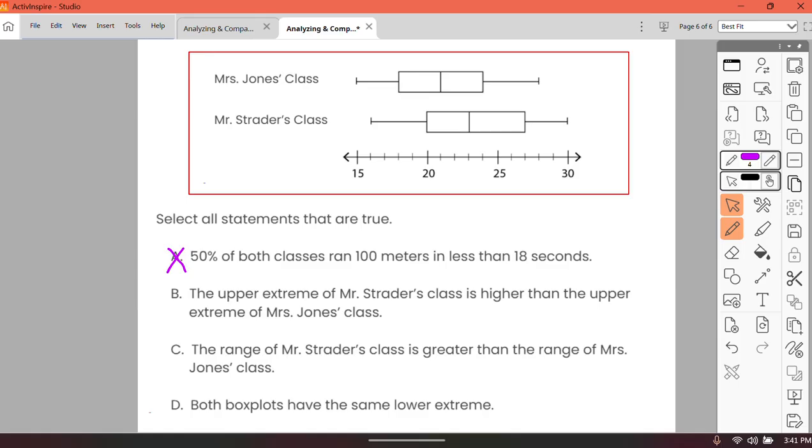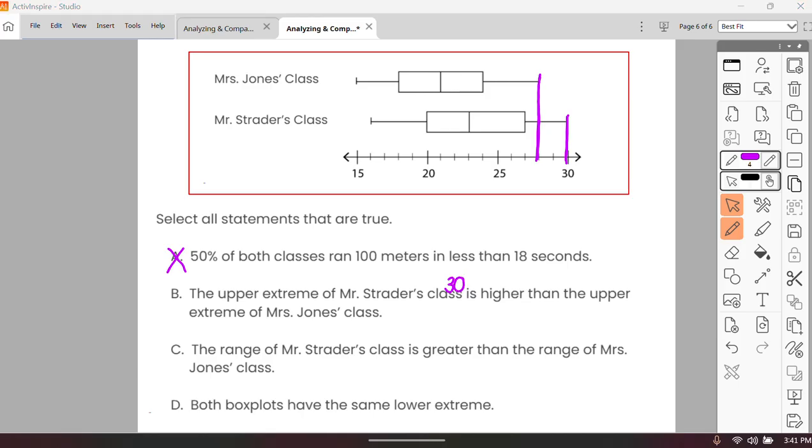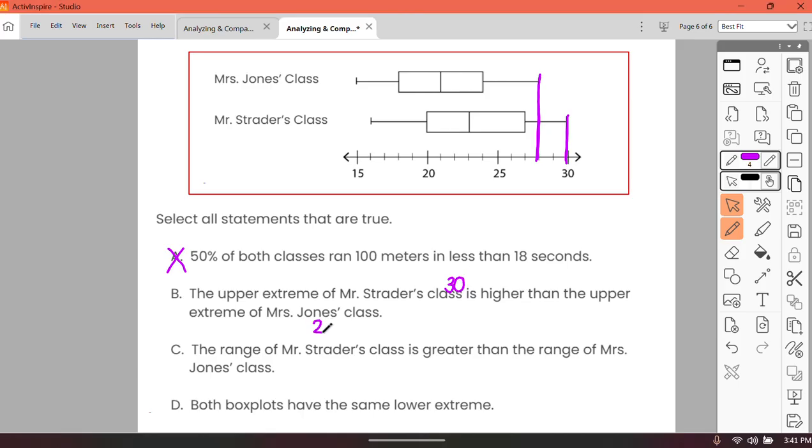B says the upper extreme of Mr. Strader's class is higher than the upper extreme of Miss Jones's class. So the upper extreme in Mr. Strader's is 30, and the upper extreme in Miss Jones's is 28. So is Mr. Strader's higher than Miss Jones's? Yes. So that one is true.